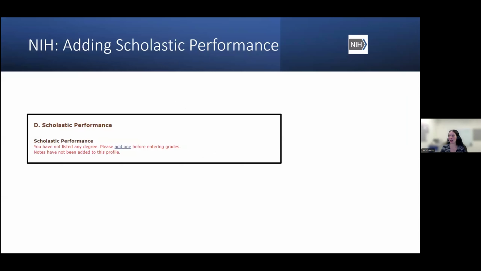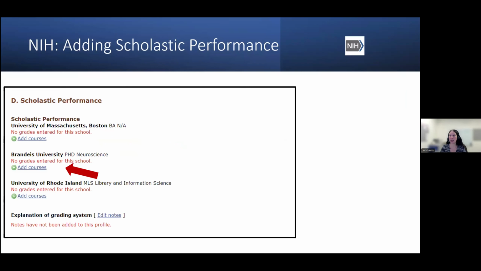If you have not added any degrees into your education and training, you will not be able to start this section, which is why we do recommend beginning with the education and training before you move on to Scholastic Performance. So once the degrees are added, you can add your grades associated using the add course link for each of the different degrees.